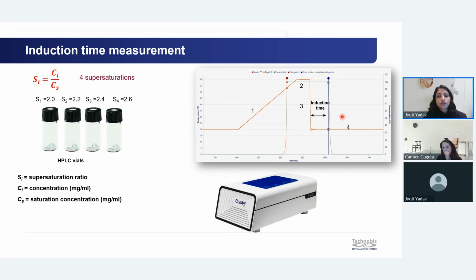And when the nucleation happens, the transmissivity decreases, represented by this cloud point, and the induction time is defined as the time between the instant of creation of constant supersaturation and the instant of detection of crystals. We repeat these steps more than 80 times at one supersaturation.